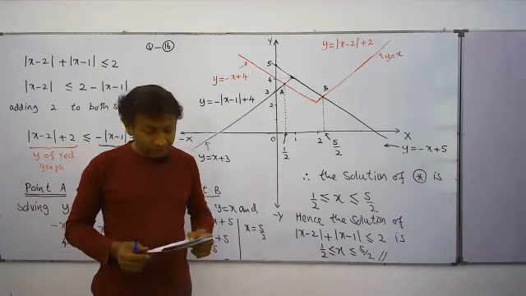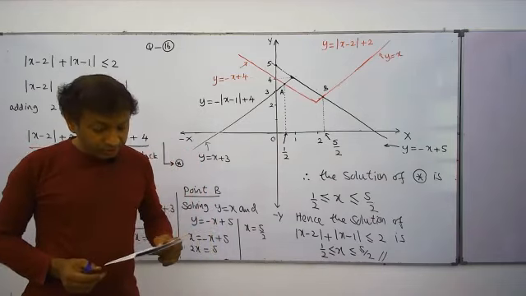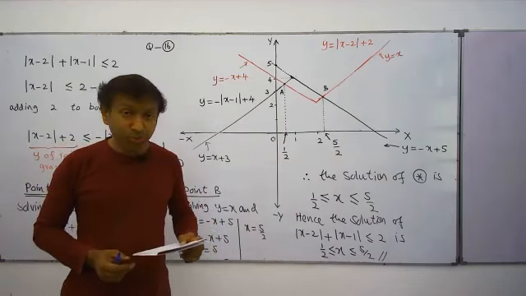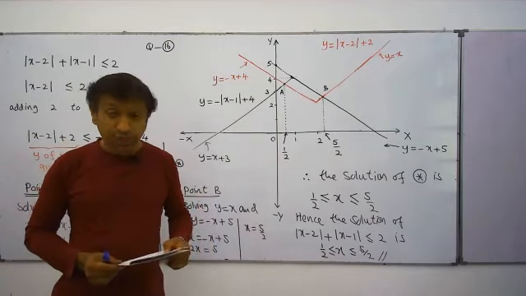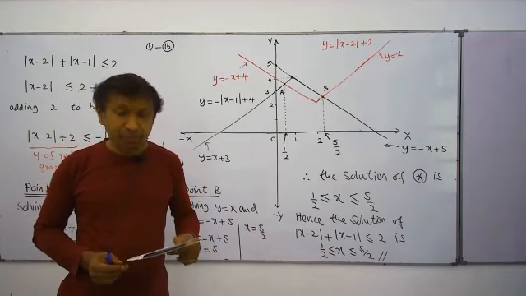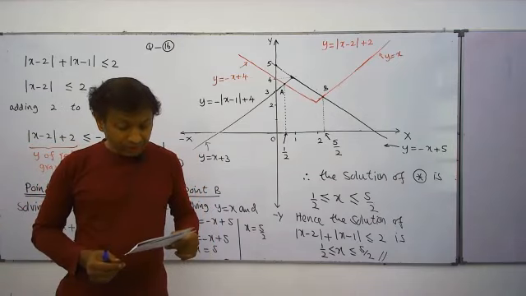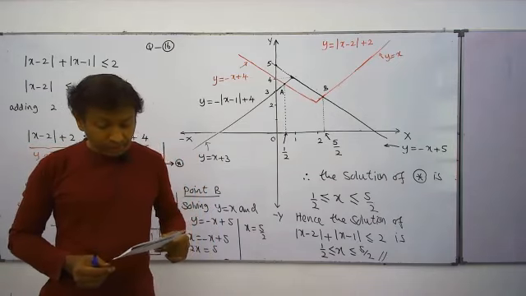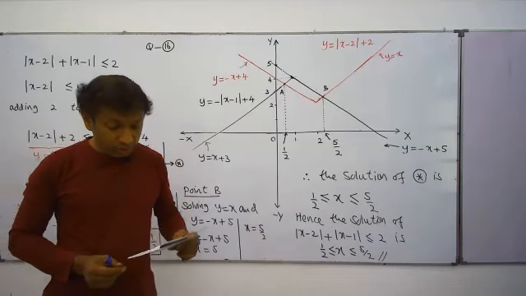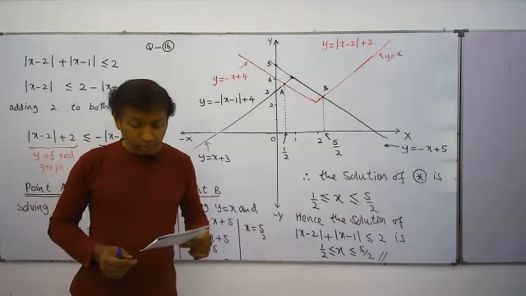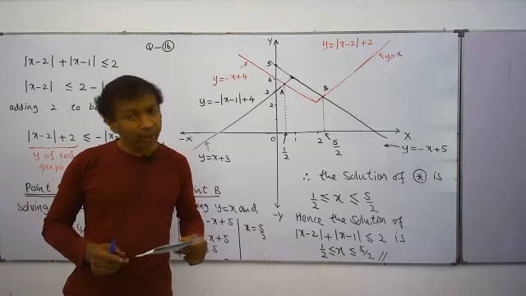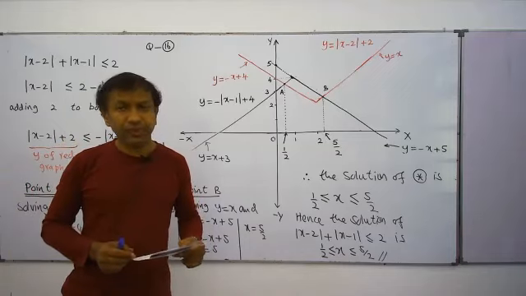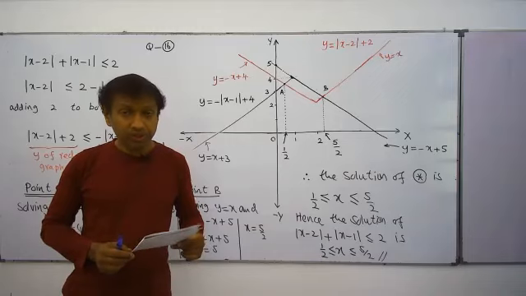Question number 16 says, sketch the graphs of y equals mod x minus 2 plus mod x minus 4 and y equals mod x minus 3 plus 2 on the same diagram. Hence, find x such that mod x minus 3 minus mod x minus 2 is greater than or equal to mod x minus 4 minus 2. Understood? I think you can do this. First, try this question. After that, we'll work out this question together.